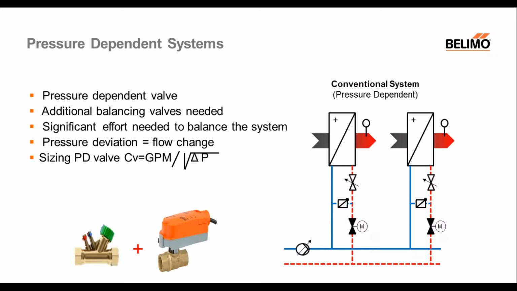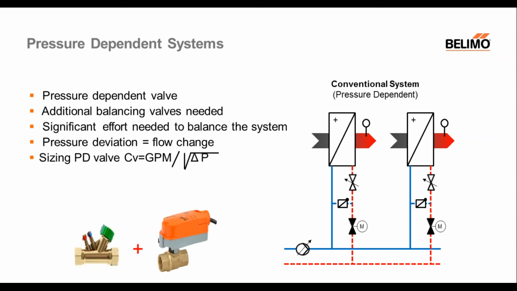Let's take a look at a system and see how the effects of pressure changes affects flows in a hydronic system. So the picture we're looking at here is of a pressure dependent system where we have standard control valves and we have a manual balancing valve. So we have installed a pressure dependent valve. We require additional balancing valves in order to maintain some type of a flow requirement through the coil.